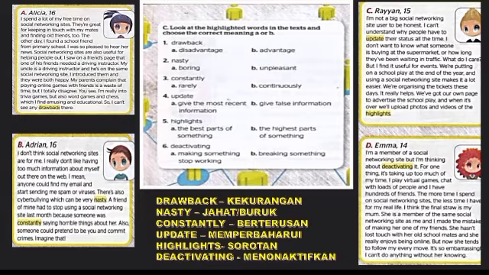Right? Constantly. Rarely, jarang. Continuously here, berterusan. The answer is B. Number 3, update. Maksudnya ialah kita mengemas-kini ataupun memperbaharui. Give the most recent information, kita memberikan maklumat semasa. B, give false information, memberikan maklumat yang salah. The answer is A.